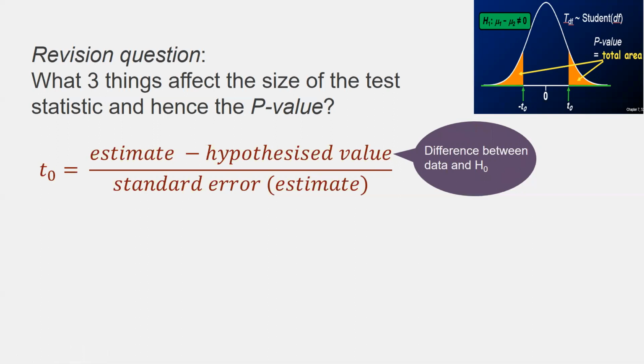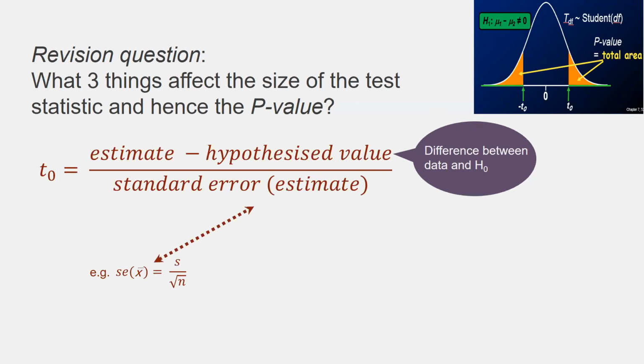The bottom bit, the standard error. So for a test statistic, we take that difference and we calculate it in terms of standard errors, so that we've got what we call a standardized measure, and that's so that we can put it on a t-distribution which is standardized in terms of standard errors as well.